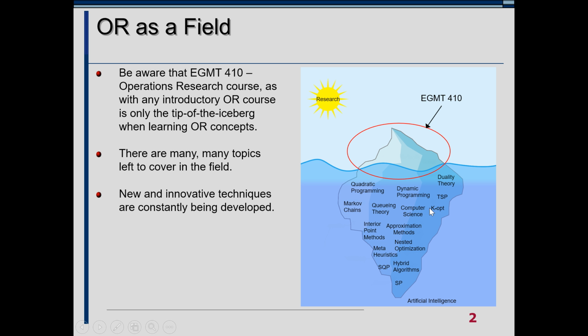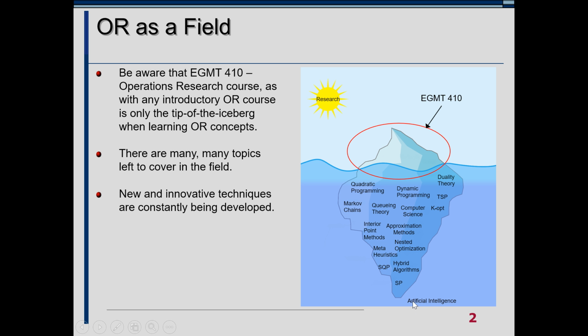We got into it, but we didn't get into any of these heuristics. The field of computer science is actually a subset of OR. Queuing theory, Markov chains, interior point methods, approximation methods, nested optimization, meta-heuristics. You could teach an entire course just on the concept of meta-heuristics, hybrid algorithms, sequential quadratic programming, where you basically take a quadratic function, break it into a bunch of lines, and turn it into a linear function. Then you can solve it as a linear programming problem. And the list goes on and on.